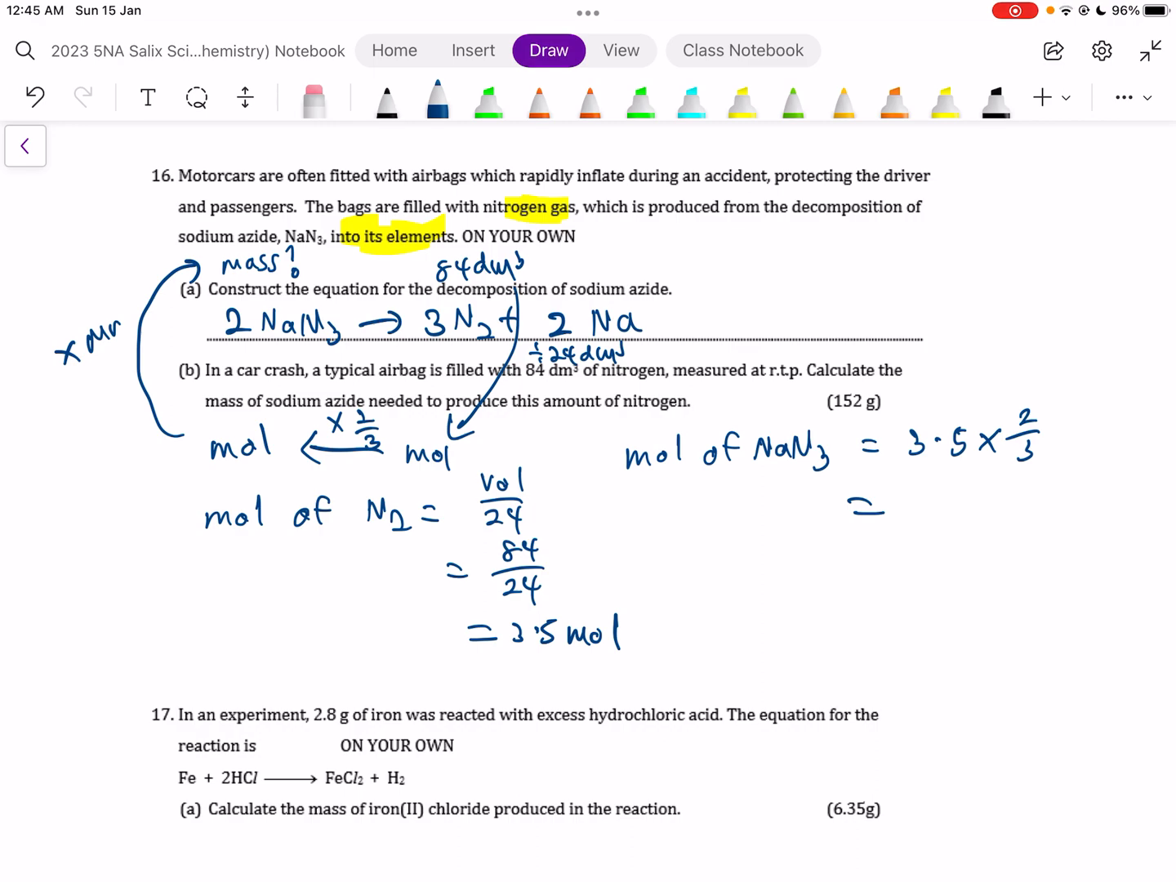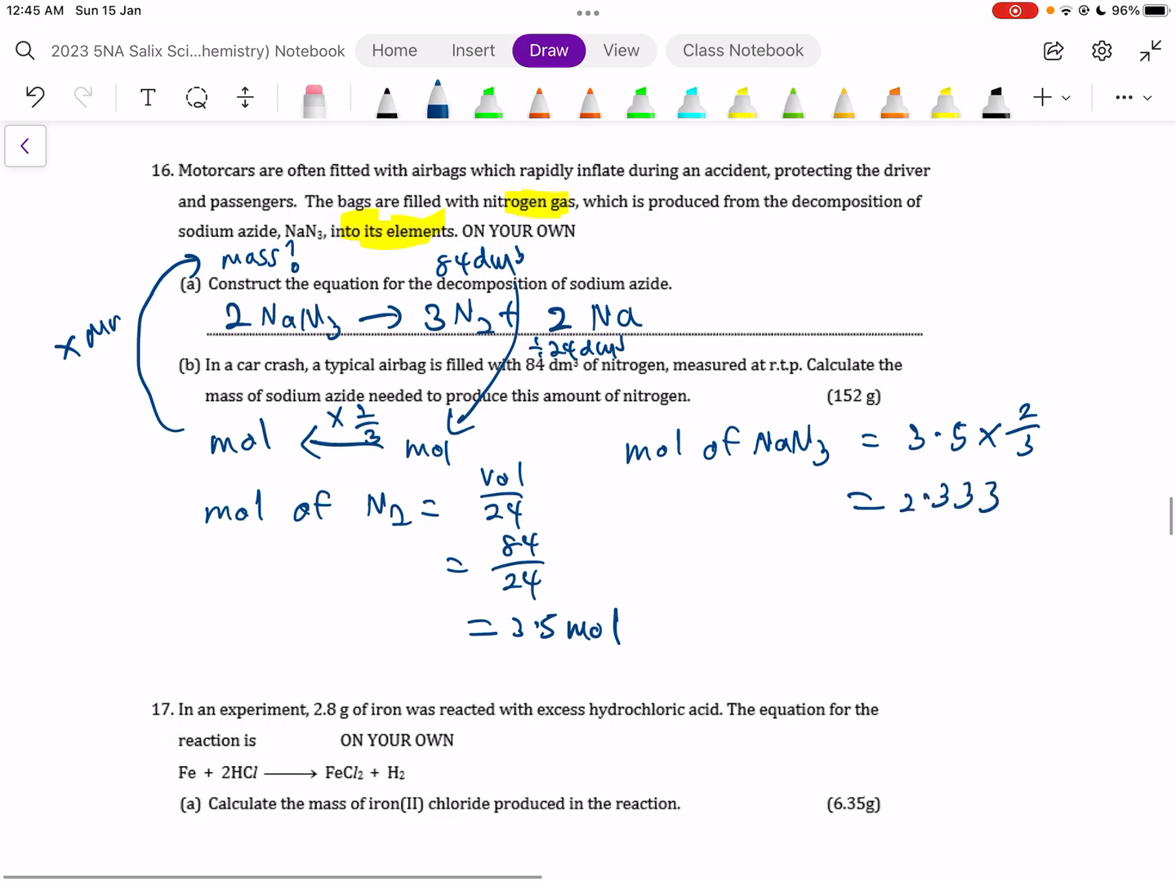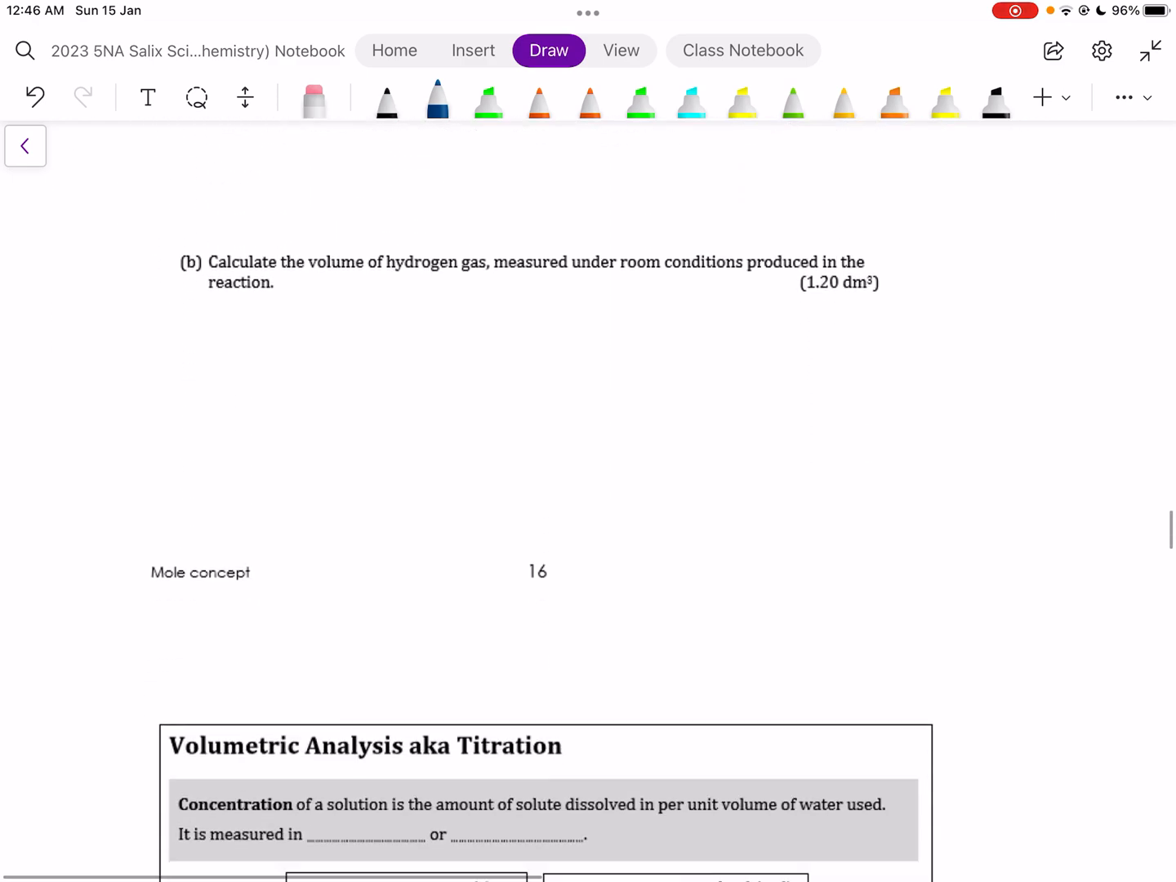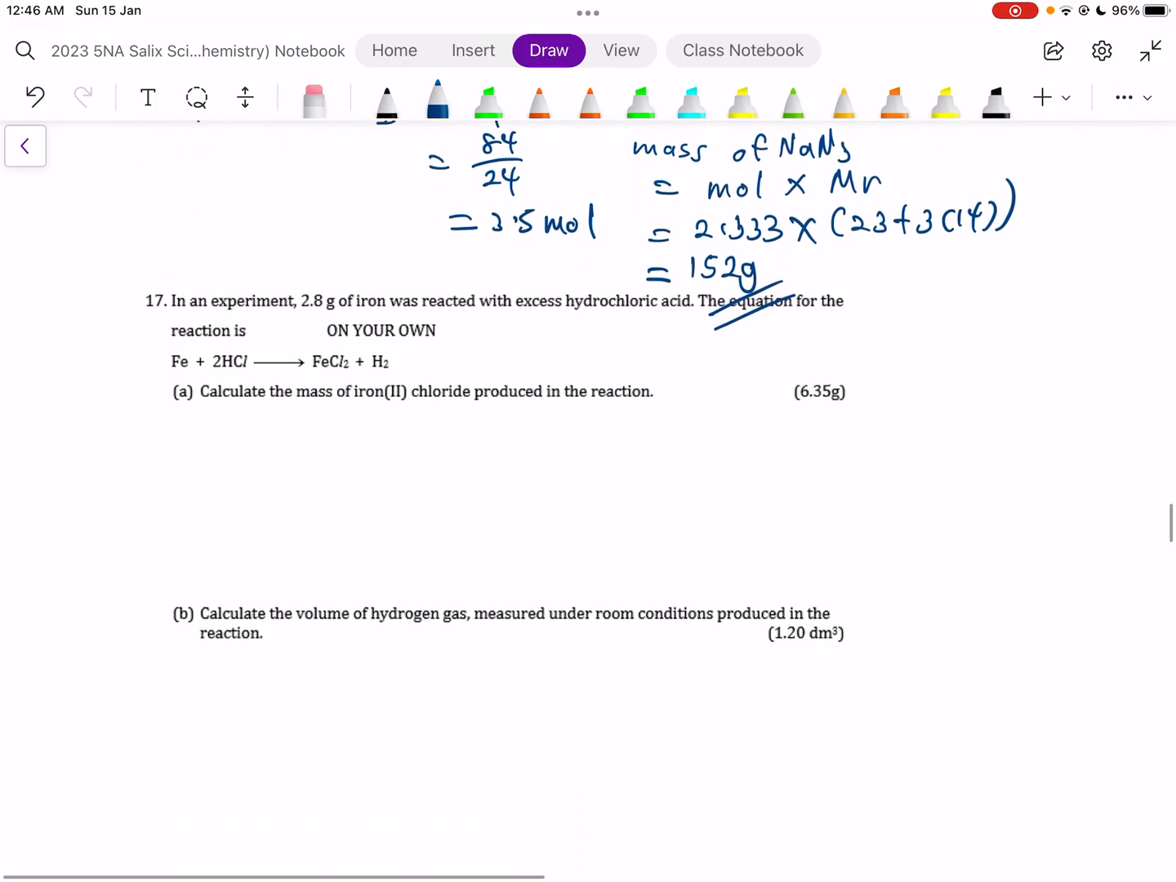Okay, so 2.3333. Then you can find the mass of NaN3 already by doing mole multiplied by Mr. So the mole is from the previous step. And this is 23 plus 3 times 14. So that will give you 152 grams. Okay, now final example for this segment.